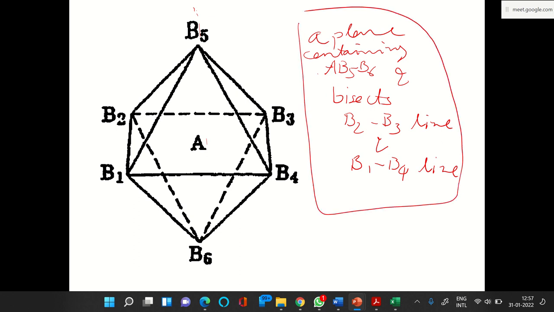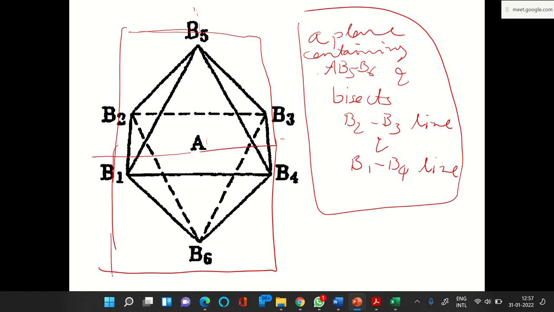I can also think of a plane which will be passing through b5, cutting across these two things. So this extended line containing b5, A, b5 b6 and cutting through the middle, it will be bisecting the b1 b2 line. So like this, taking A, b5 and b6, I can think of two planes. I am making two planes containing three atoms, which are bisecting lines in a different way.